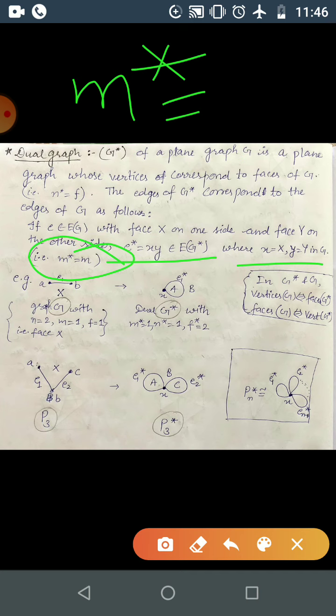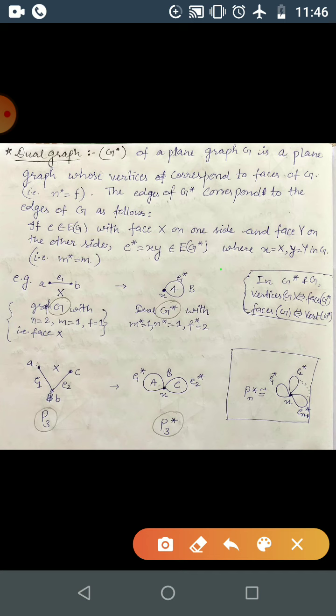Now you can come back to the remark I have just made. In G and G star, that is, in a plane graph and its dual, the vertices of G become the faces of G star, and the faces of G become the vertices of G star, and edges correspond by this condition. Okay.